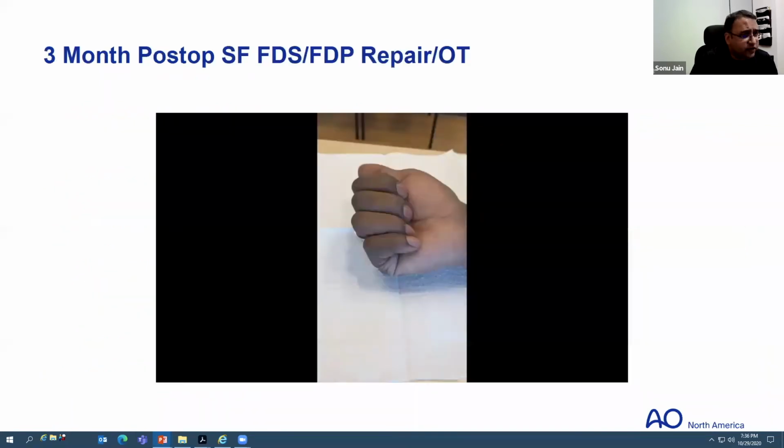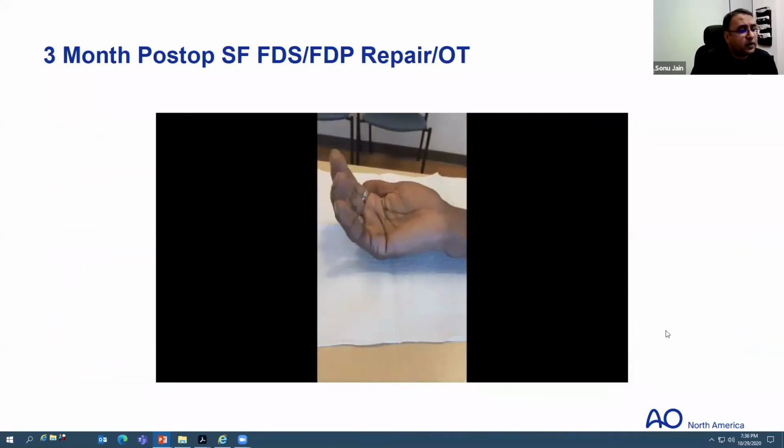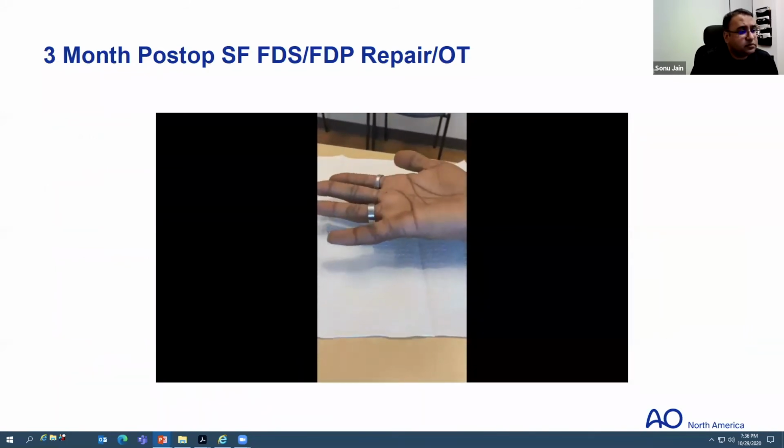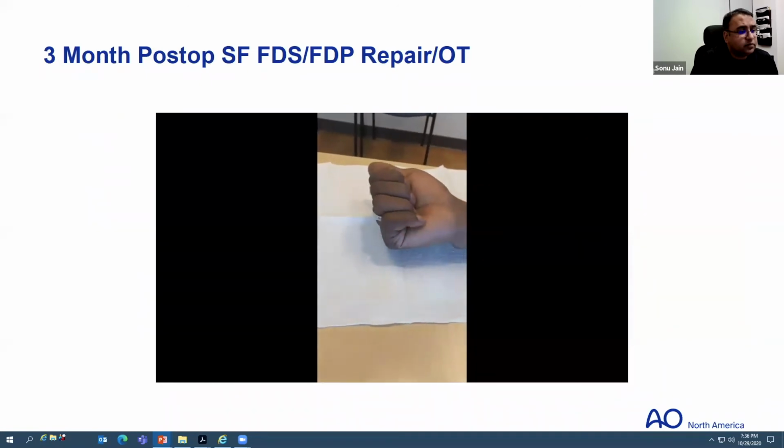And so I was going to show you this patient of mine who is about 3 months post-op, repairing both FDS and FDP repairs, which was not for the faint of heart, and underwent therapy and did actually pretty remarkably well. So you can see here. Pretty functional, and very happy with this result.